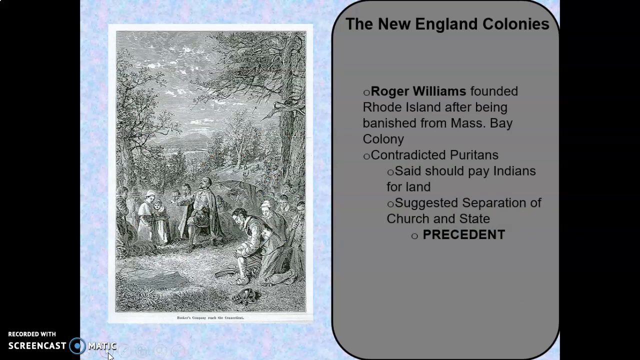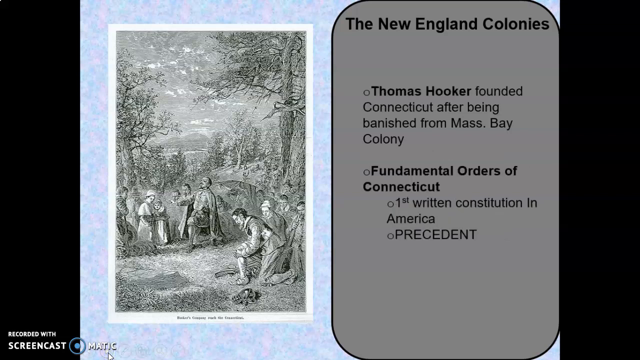Roger Williams, as you see here, he founded Rhode Island after being banished from the Massachusetts Bay Colony. He said we should pay Indians for the use of the land, and he suggested a separation of church and state. Basically, he believed that government shouldn't be run by the church. So these two things set precedent, and he also agreed with Ann Hutchinson that everybody could communicate with God directly.